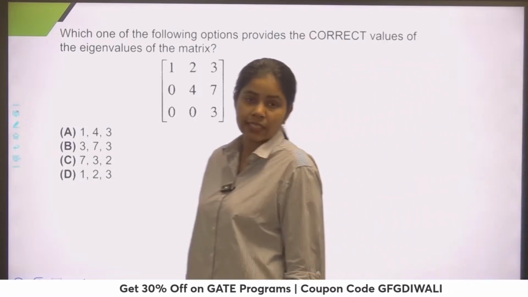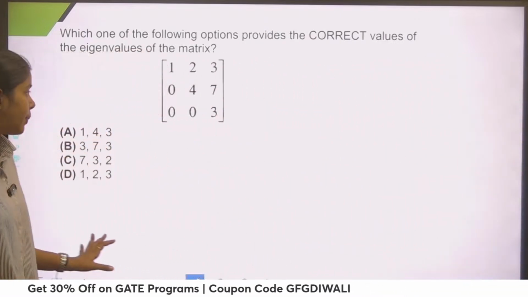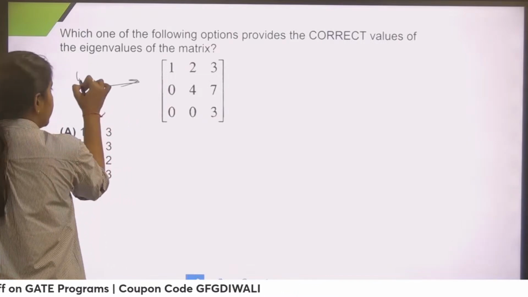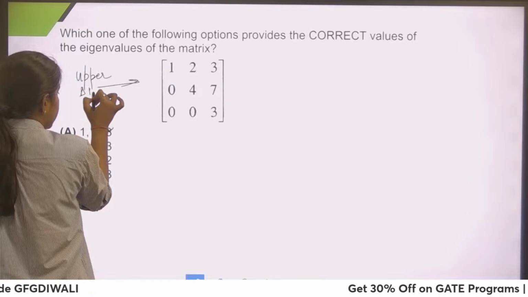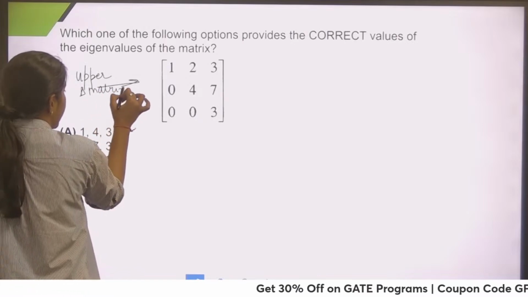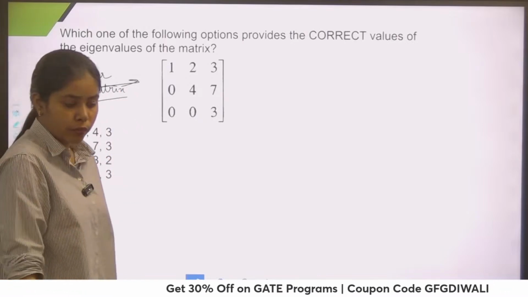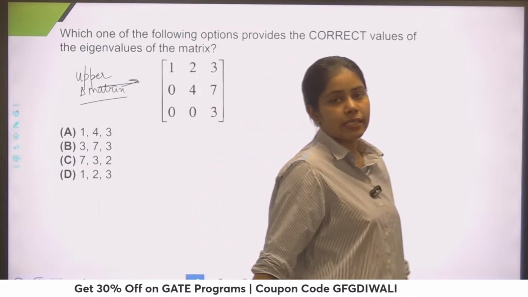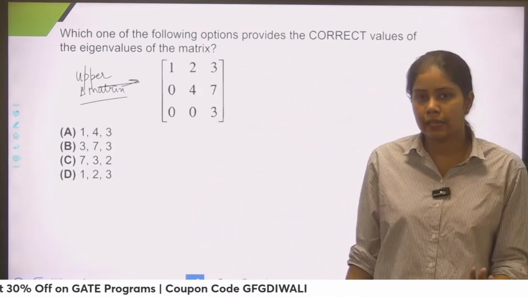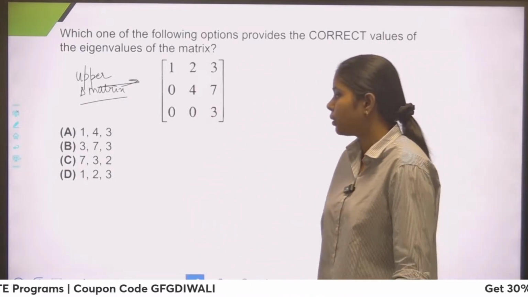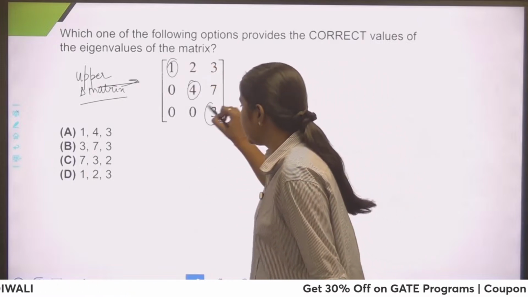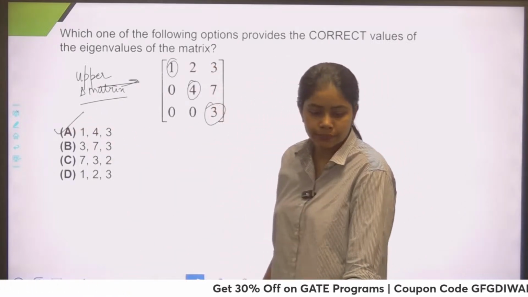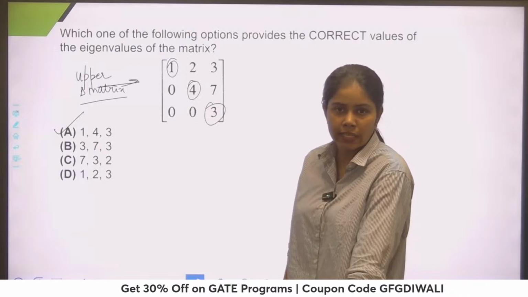If you see this question, you have an upper triangular matrix. So this is my upper triangular matrix, right? If I have any upper triangular matrix, lower triangular matrix, or a diagonal matrix, eigenvalues are the diagonal entries, right? So whatever we have on the diagonal would be my eigenvalues. So here on the diagonal, I have 1, 4, 3. So option A is correct, right? So here option A is correct.